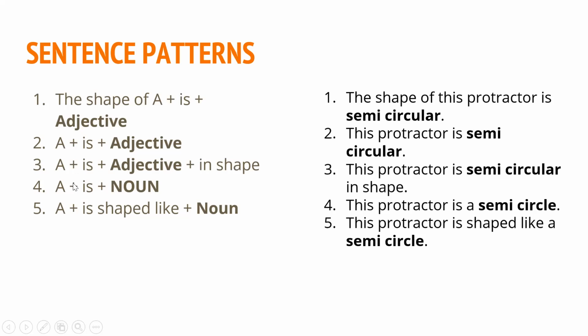Number 4, and here we have to use a noun. A plus is plus noun. This protractor is a semicircle. Pay attention to the use of the article here because we must use a noun. Don't forget to put an article here. A semicircle. This protractor is a semicircle. The last one, A plus is shaped like, this is passive voice, plus noun. This protractor is shaped like a semicircle.